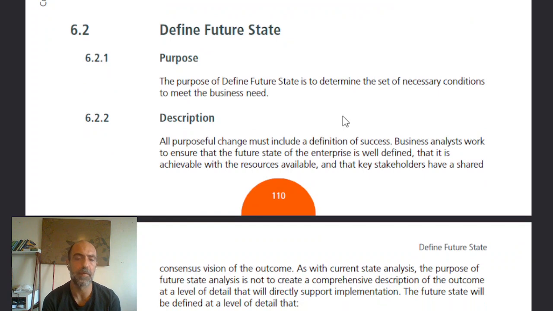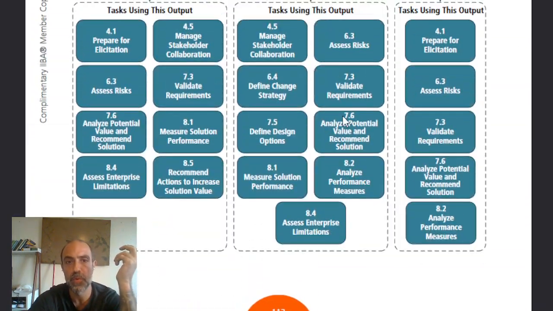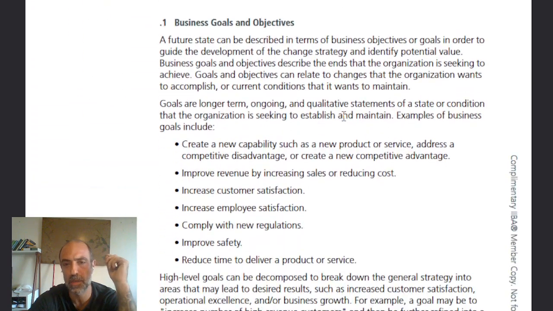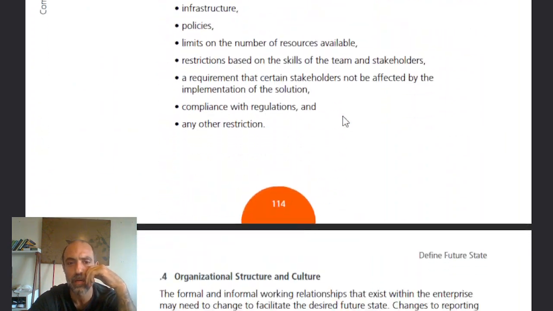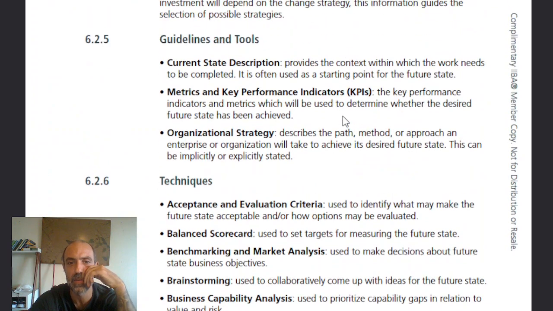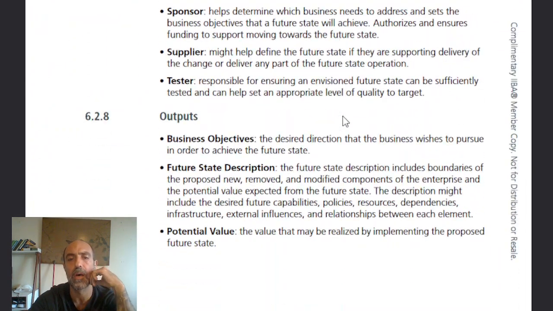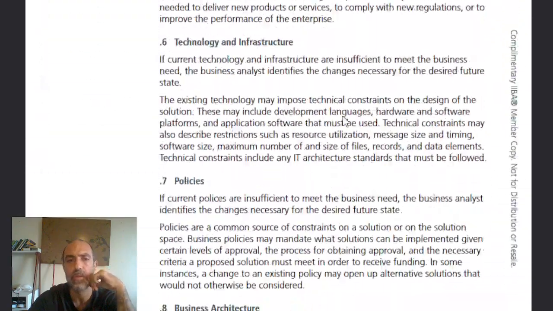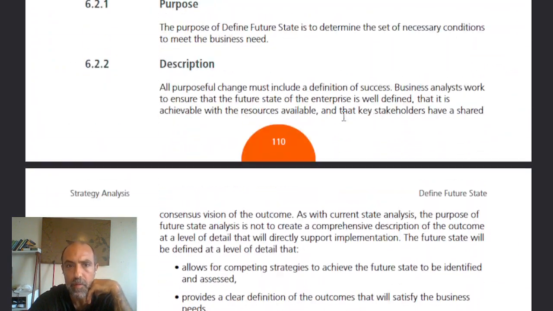So this chapter is defining a future state. What we're going to do is basically the same pattern. We're going to define its purpose and description, and then after that, what are the inputs that come to it? Amazing. A ton of inputs, yeah? Strategizing requires a ton of information. And then what are the elements that go with it? And after that, we have to consider guidelines and tools, techniques, and the stakeholders, eventually the outputs. So let's do this. Seems doable. Let's see how much time we go for. What can we do? That's a lot.